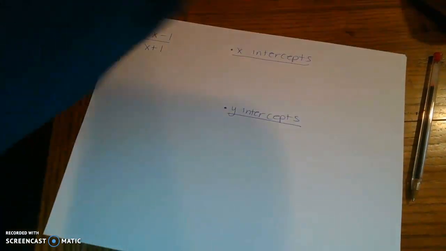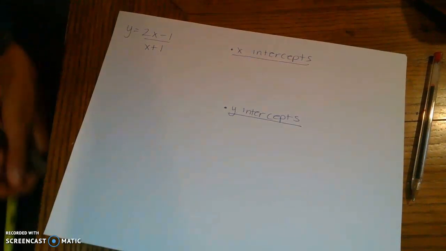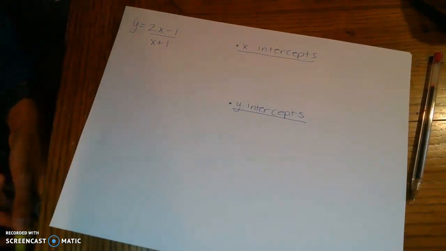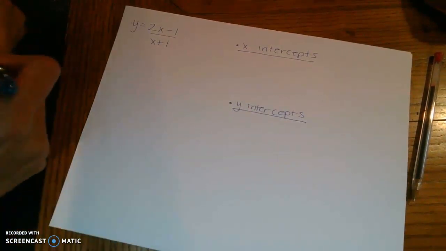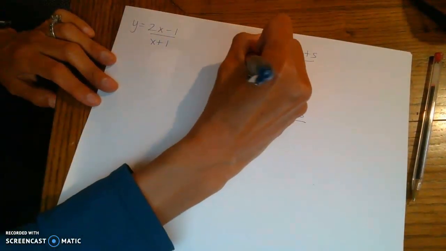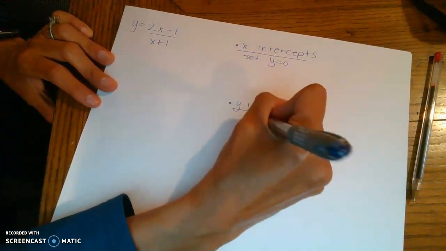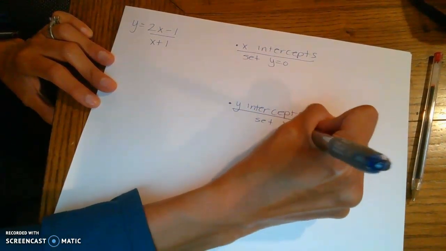Okay, now to the next piece. These two you should know: x-intercept and y-intercept. X-intercept you should have down already in your notes from the last video: set y equal to 0. Y-intercept: set x equal to 0.